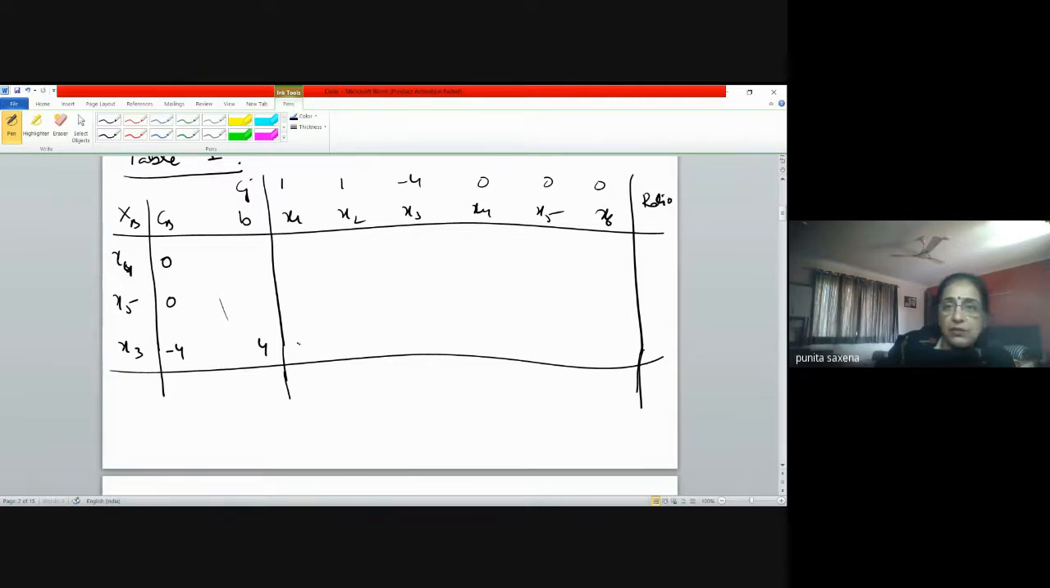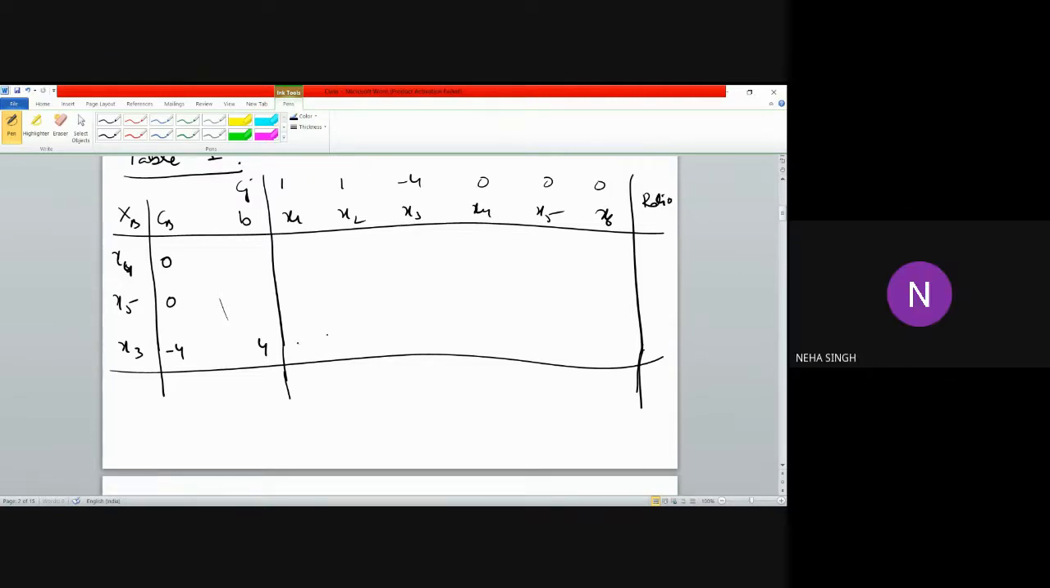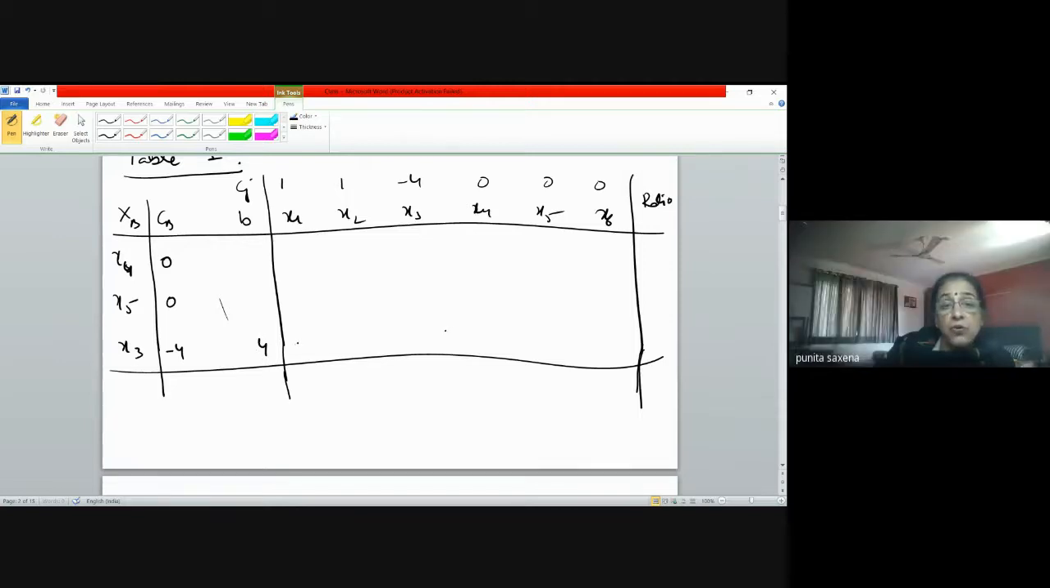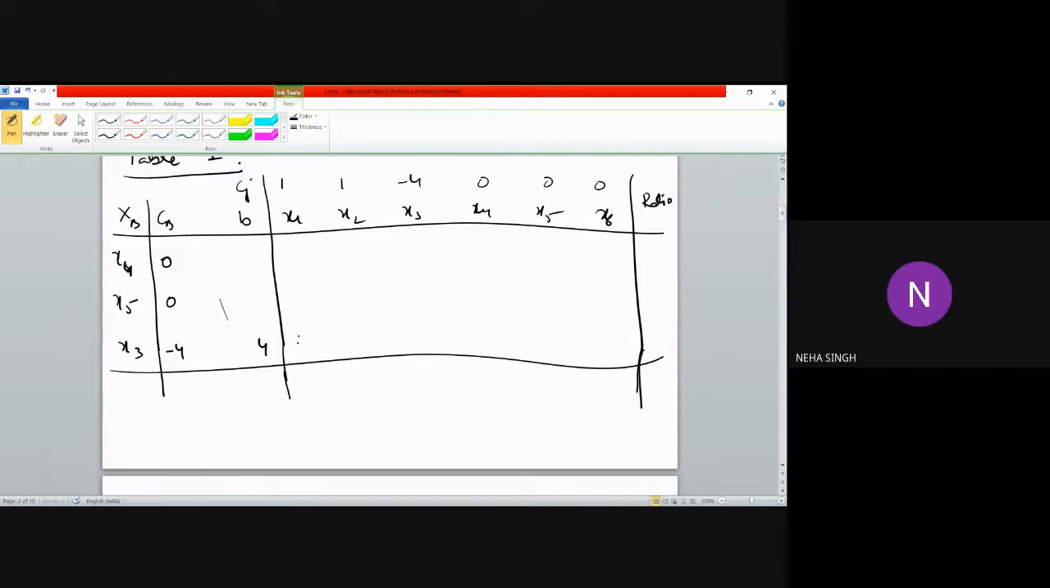Somebody please say. Mummy, the x4 entry in the last row. Last row. And that is -1. Yes. Then 1, 1, 0, 0, 1.